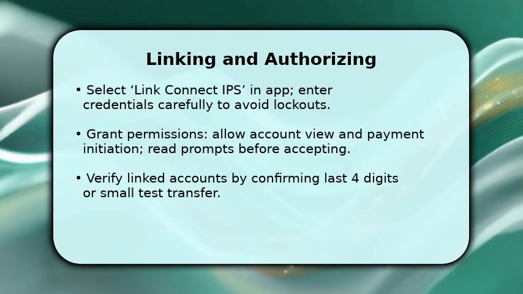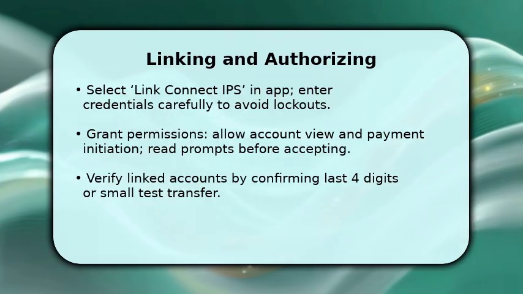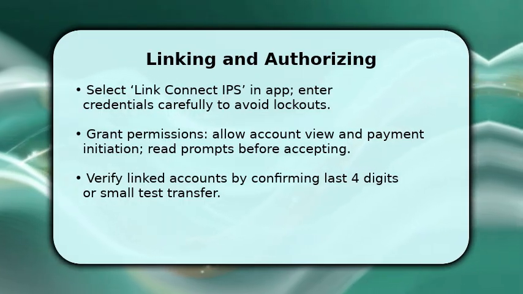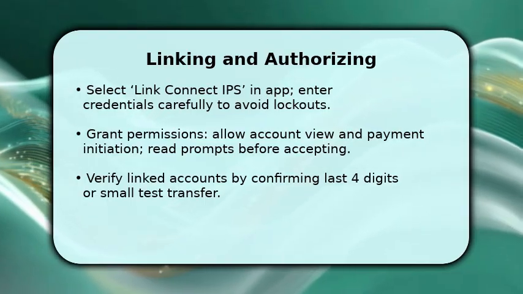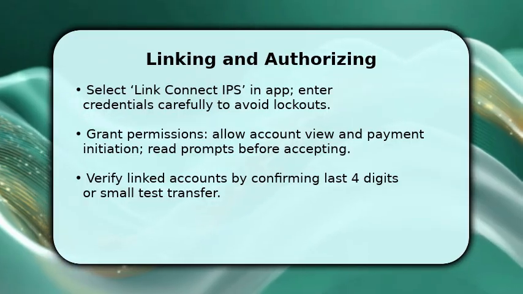Next, you continue by linking and authorizing the connection. Tap Link Connect IPS, enter your credentials, and follow on-screen prompts. This grants the bank permission to view and initiate payments via Connect IPS. Once you submit, the system will send an OTP. Enter it promptly to authorize.